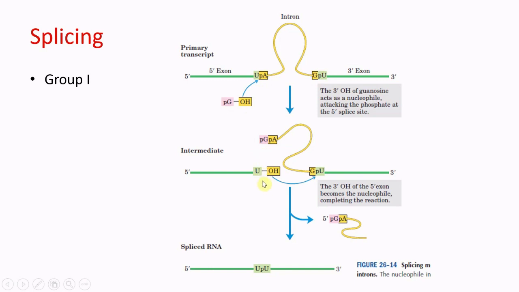Then the 3' hydroxyl group of this exon acts as a nucleophile and attacks the phosphate group at the next exon, and these 2 exons join together, and this intron is released in a linear form, and the guanosine is now a part of the released intron. So this is the group 1 intron.